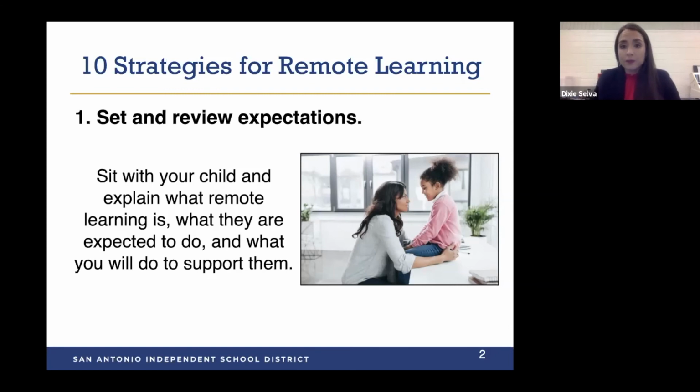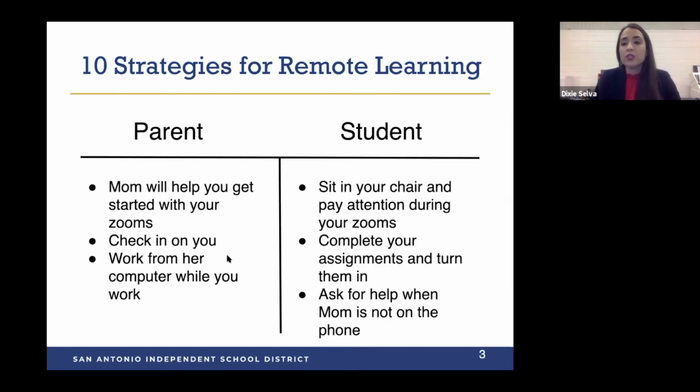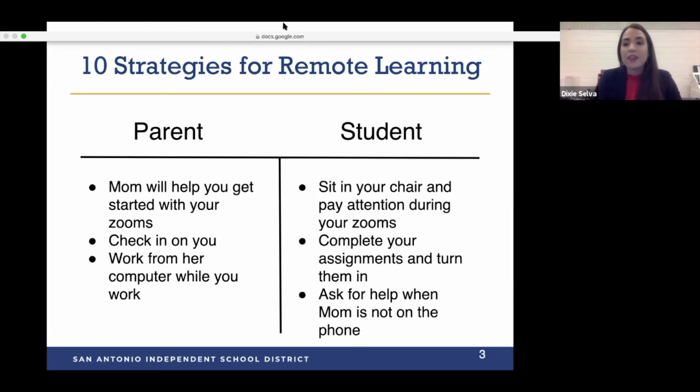One thing that you could do is just create a simple chart. If you look on the screen right now, I created a simple T-chart. On one side, it has the parent. On the other side, it has the student. Depending on the age of your child, the younger children might need pictures because they're not going to be able to read that text. It won't be meaningful to them. So instead of writing a bunch of words, maybe you draw pictures that they will understand. For older kids, they will be able to read the words.